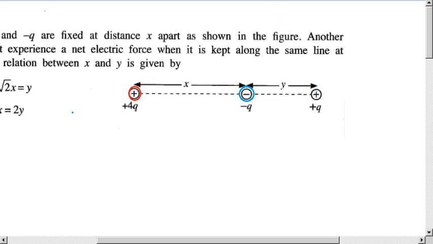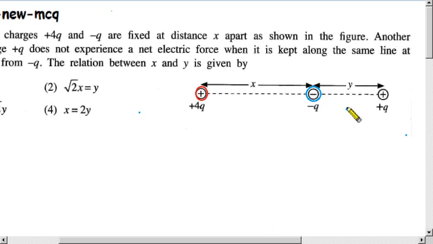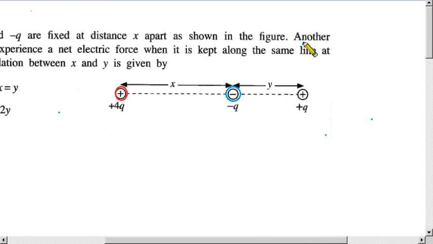So why does that happen? Then that must be a neutral place. So this is what they say, this positive q doesn't feel any electric force when it is kept along this place. Why does that happen? The forces must be equal and opposite. The force exerted from this positive 4q is directed to the right direction, because positive charges repel each other.